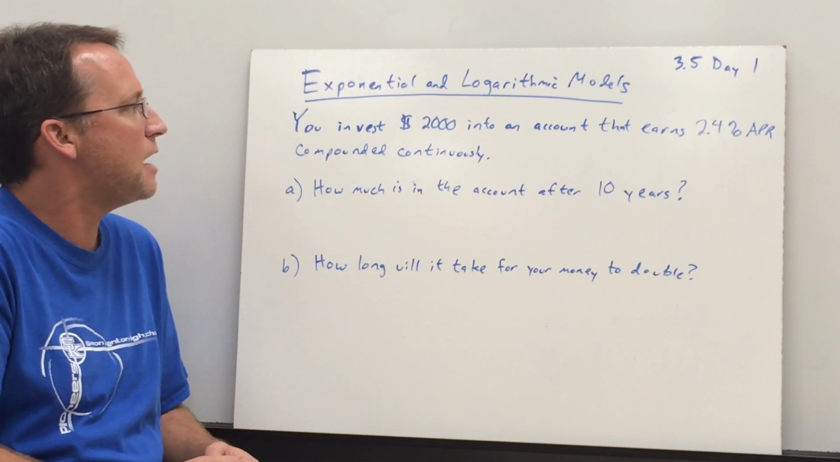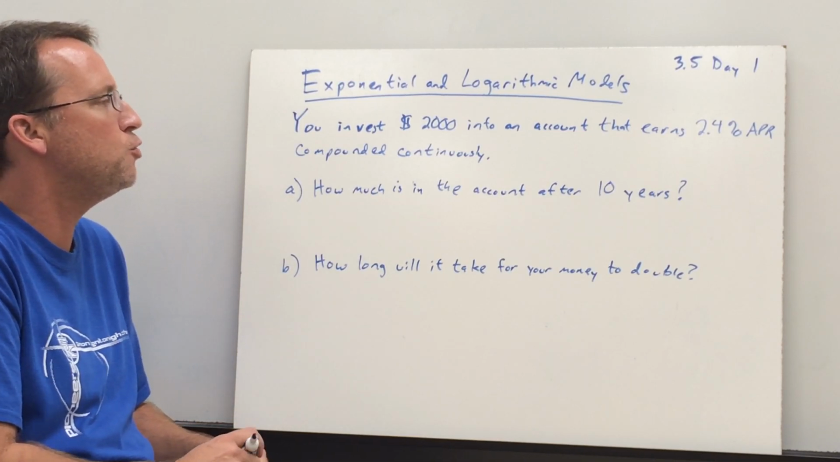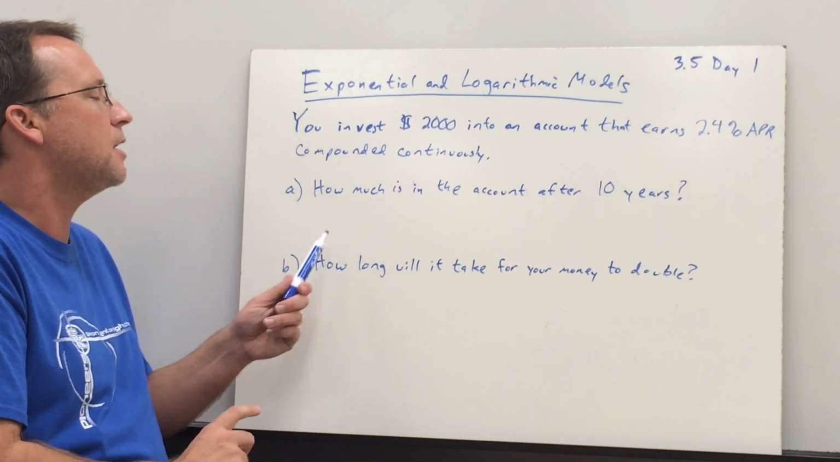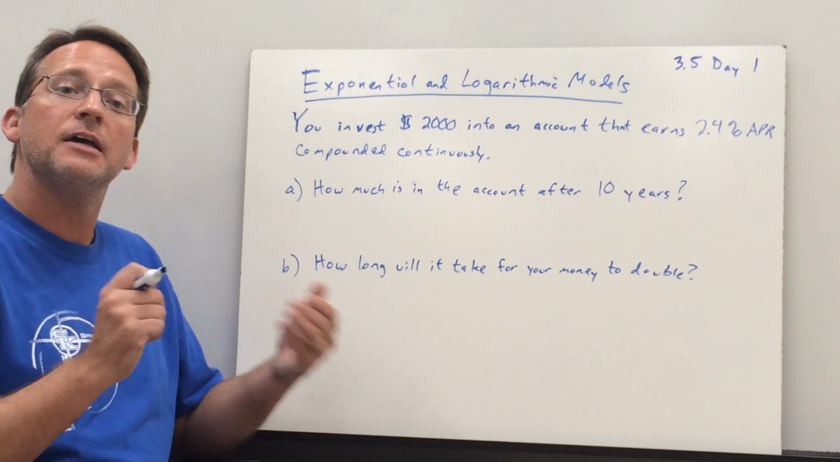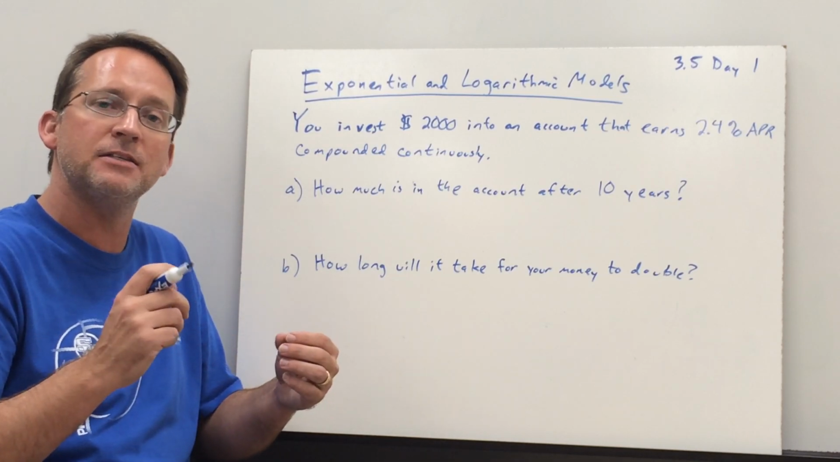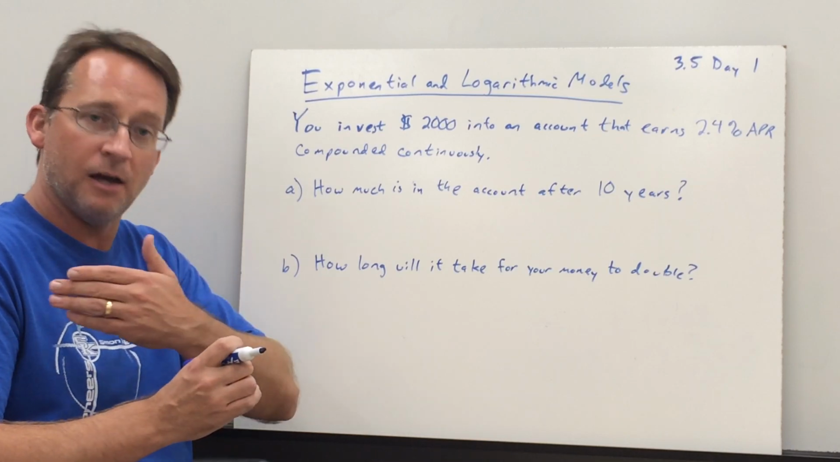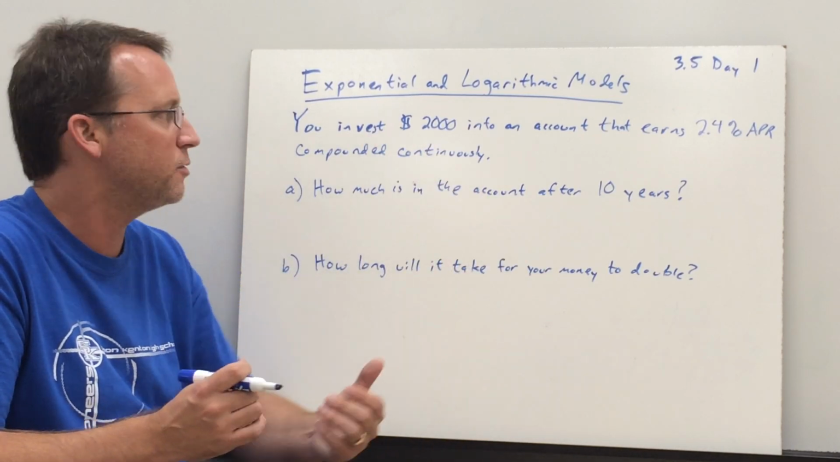You're investing $2,000 into an account that earns 2.4%, that's annual percentage rate, that's your interest rate, compounded continuously. Continuous compounding, remember, means we're not just getting this once a day or once a month. We're getting this all the time, just in a continuous fashion.